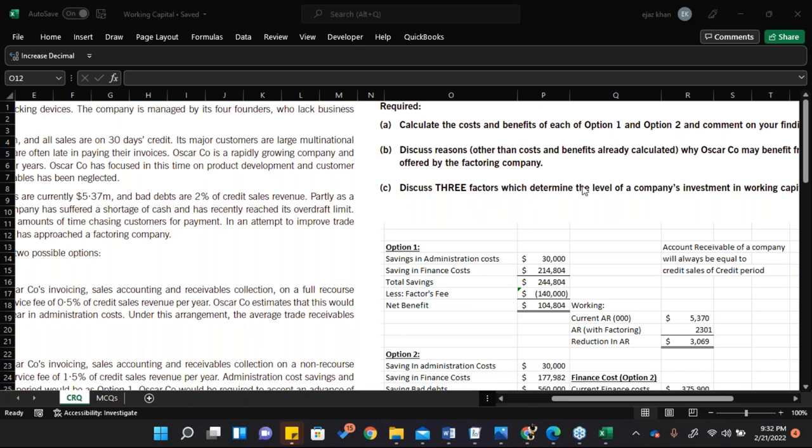Discuss three factors that determine the level of a company's investment in working capital. What are the three factors on the basis of which a company decides how much it should be investing in the working capital? Three factors.